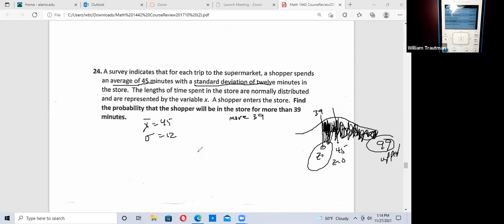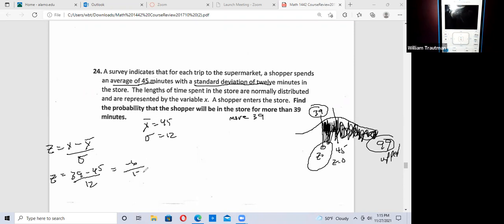One way of doing it is finding the X value for that spot and then finding the z-score there. Remember, there's a formula: z equals X minus X bar over standard deviation. We want to find the z-score for 39. Our average was 45, and our standard deviation was 12. 39 minus 45 is negative 6. Negative 6 over 12 is negative 0.5. So that's our z-score, negative 0.5. That's our lower z-score, and this is our upper, 99. So we just need to find the area between negative 0.5 and 99 on my calculator.